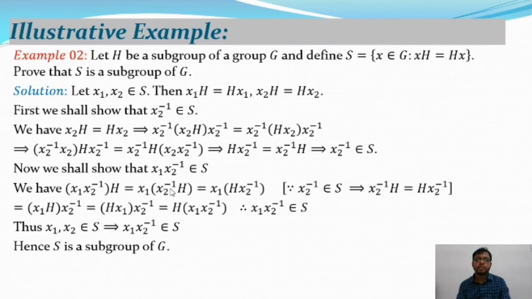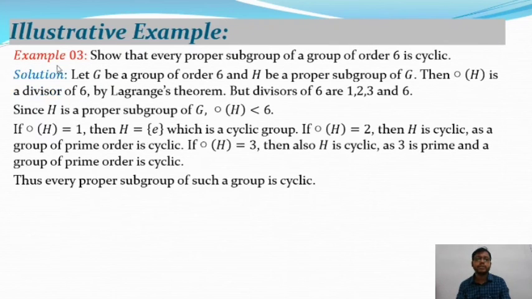After that we move on to the third example on coset. So here is the example: prove that every proper subgroup of a group of order 6 is cyclic. So here is the solution. Let G be a group of order 6 and H be a proper subgroup of G. Then the order of H is a divisor of 6 by Lagrange's theorem, that means a divisor of the order of G. The divisors of 6 are 1, 2, 3 and 6.